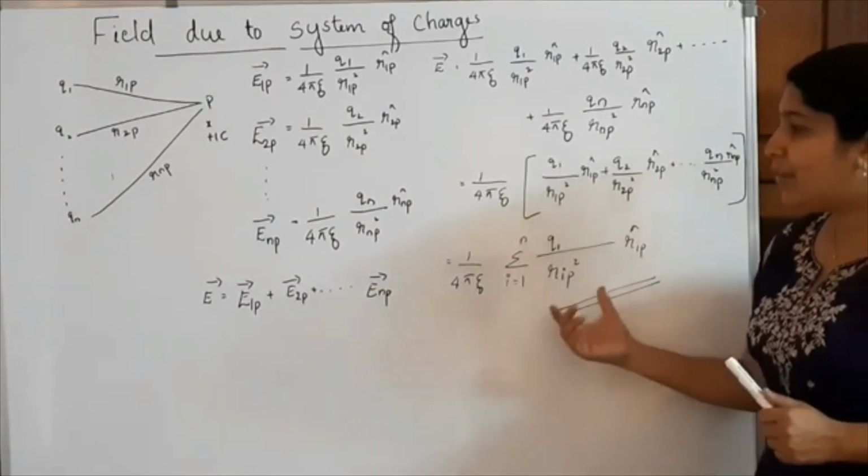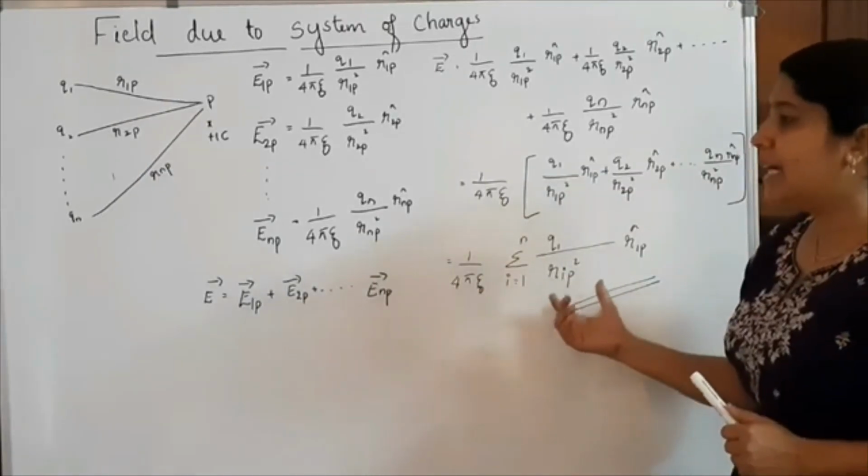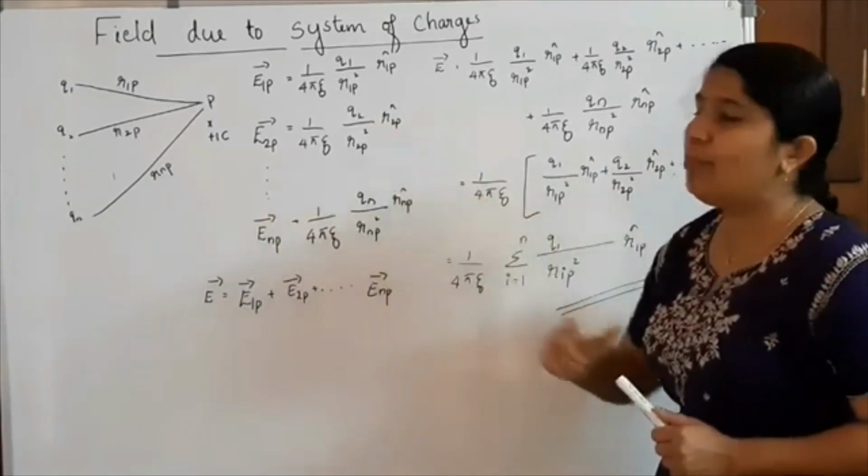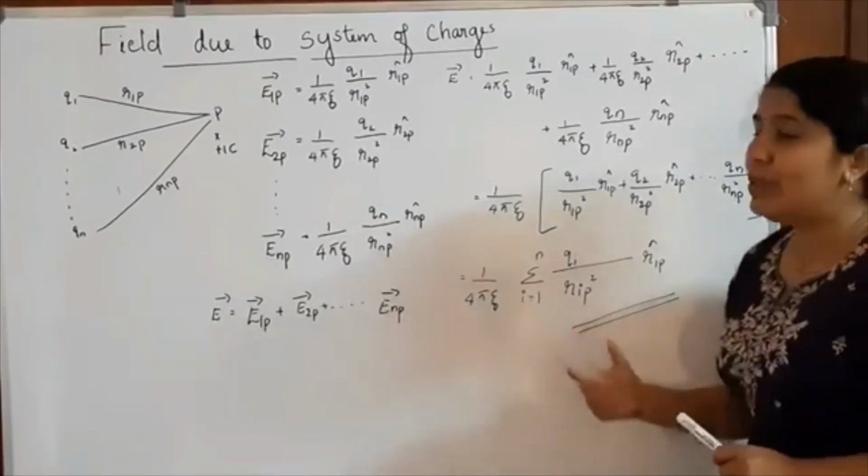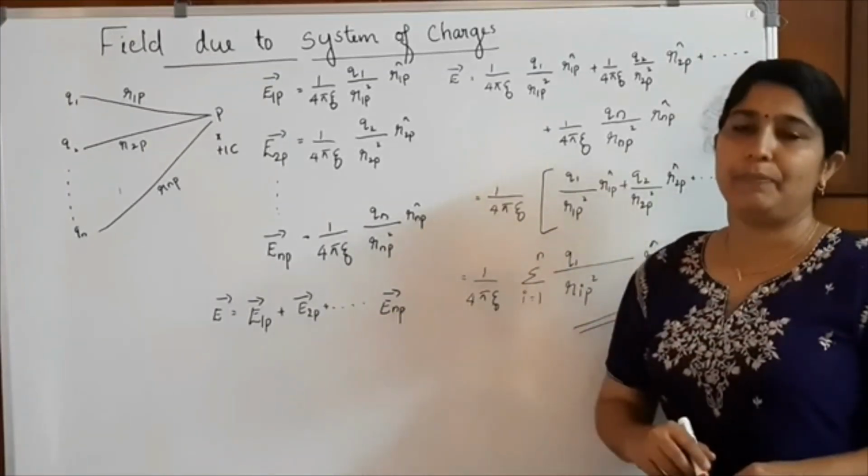The resultant electric field at any point is the vector sum of the field due to individual charges. This is also known as the superposition principle.